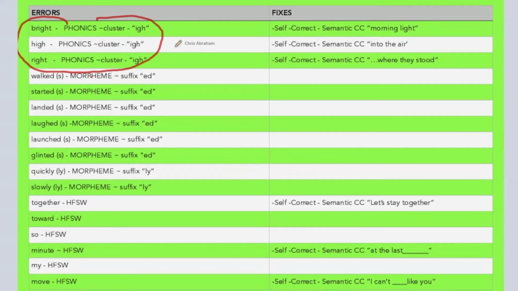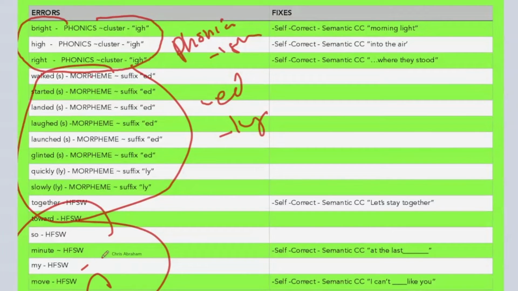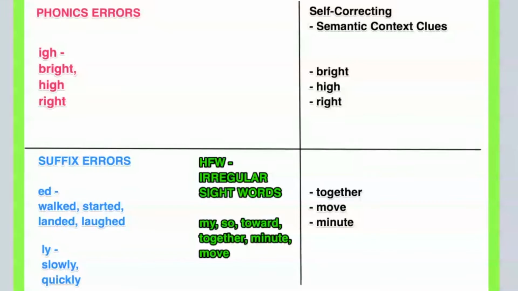And then you'd be like, oh, there's an issue with phonics going on with IGH, right? But here's a whole bunch of stuff going on here, and this has to do with the suffixes, ED and LY. Here's some high frequency words that I noticed. You could do this on your own, or everyone could do something like this.